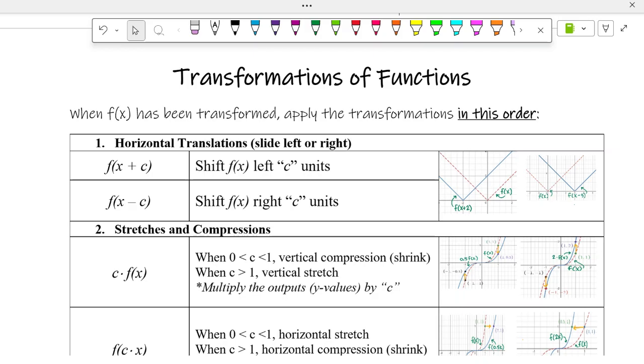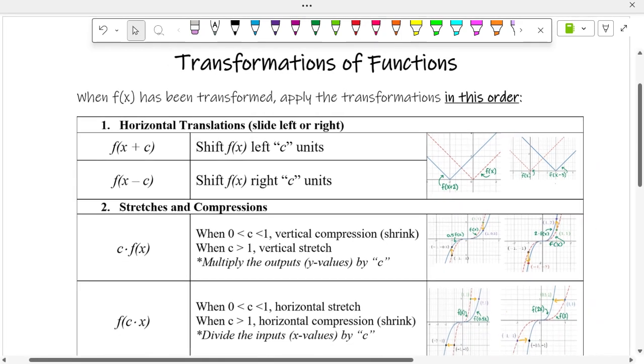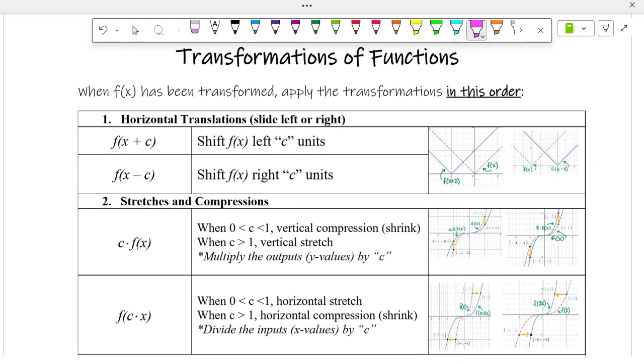So, this table just kind of helps us visualize all the different rules. Okay? So, the big thing about this table is that this is actually the order in which you would apply the transformations. So, the first thing you would look at if you were looking at a function transformation is the horizontal translation, which again means left or right. Which makes sense because if you think of a horizontal number line, you can really only go left or right. All right.